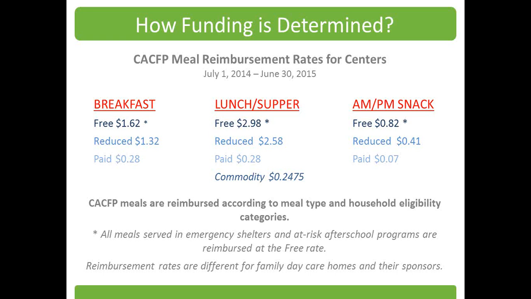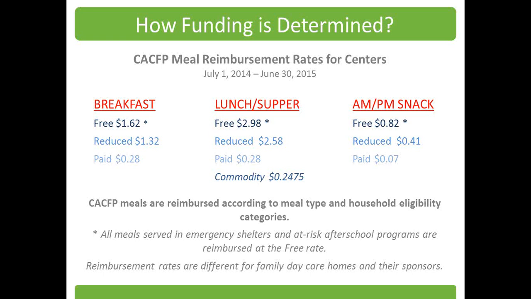The CACFP reimbursement amount varies both by the type of meal served, breakfast, lunch or supper, and snack, as well as by the eligibility category of each participant, free, reduced, or paid. This slide shows you the current reimbursement rates. Reimbursement rates change on July 1 of each year and typically increase to reflect the Consumer Price Index for food away from home. The commodity reimbursement, listed under lunch and supper, refers to an extra reimbursement paid for each lunch or supper served, regardless of participants' eligibility categories.